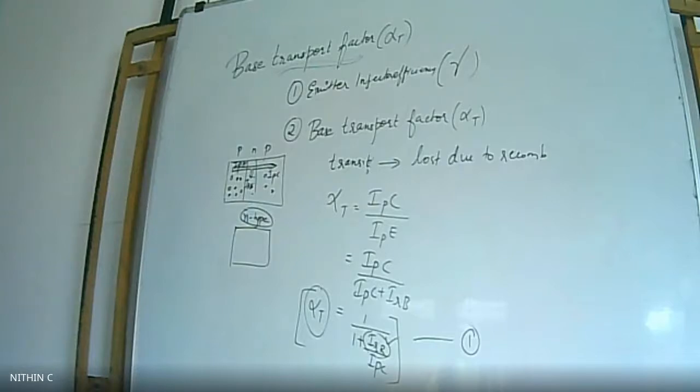So these are the 2 basic parameters of BJT. So next, we'll be moving on.